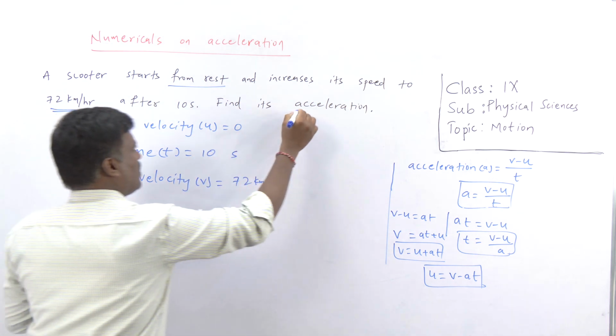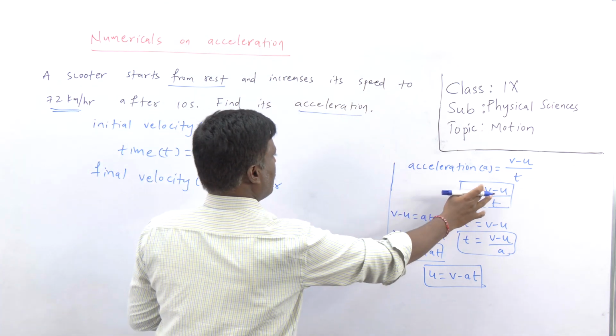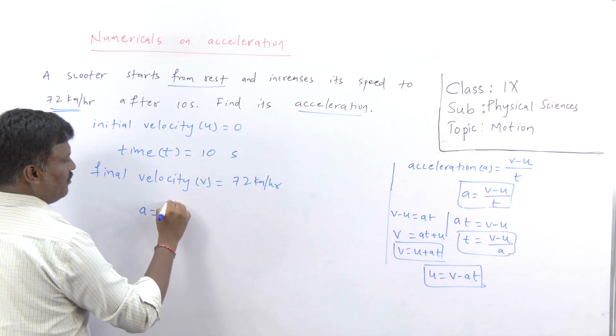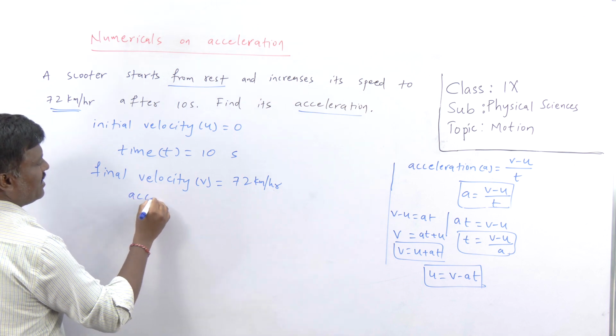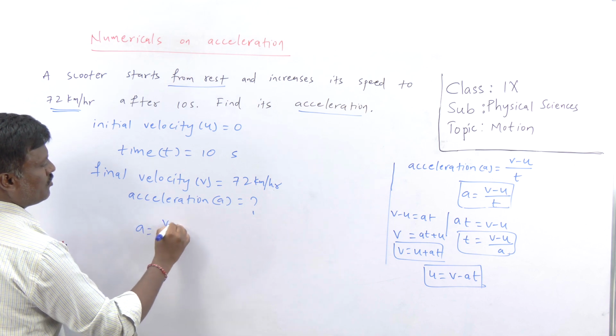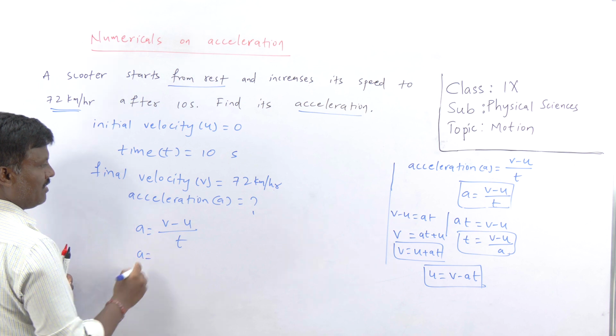Now, what do we have to calculate? We have to calculate acceleration. To calculate the acceleration, what is the formula we have? a is equal to (v minus u) by t. So we have to find acceleration first, that is the question mark. Then a is equal to (v minus u) by t. Now substitute all the values.